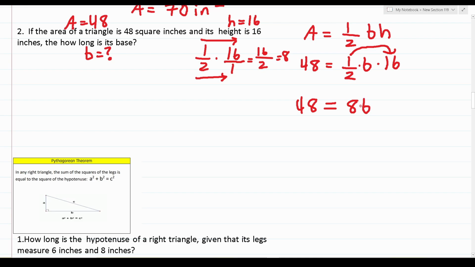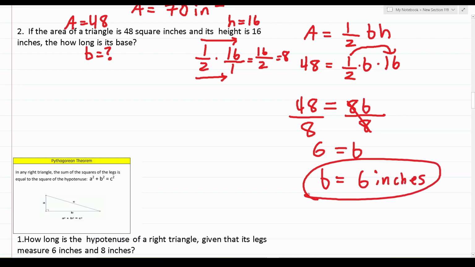Now we're going to be solving for b, so let's divide both sides by 8 to get b by itself. This crosses out here, leaving you with b on this side. 48 divided by 8, that's a times table. That's going to be 6. So b in this case is going to be 6 inches. In other words, if this triangle has an area of 48 square inches and a height of 16 inches, the length of its base is going to be 6 inches.